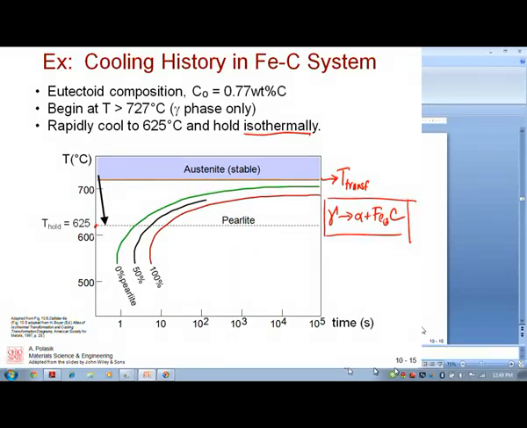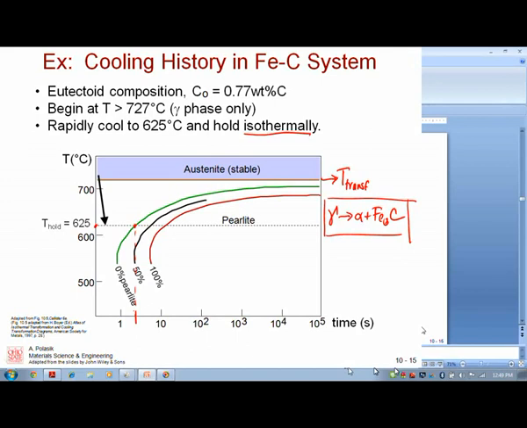When do we start to form pearlite? Right here. You can read log charts, right? It's about 10 seconds, halfway between is about 3, 2 seconds, yes. Sorry. Thank you. So about 2 seconds in, we start forming pearlite.